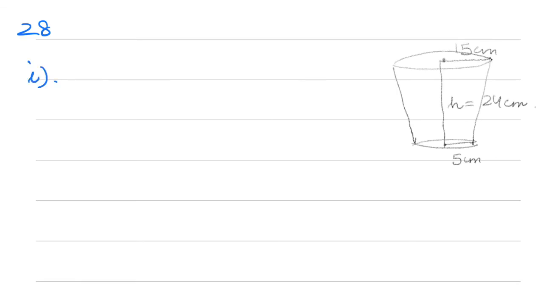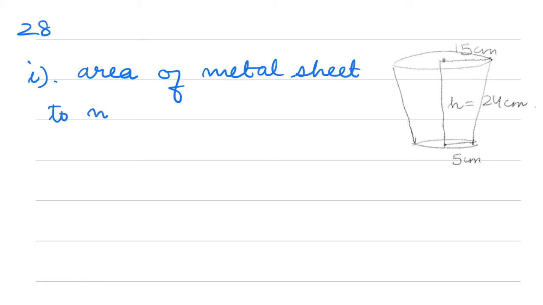In this question we have a bucket in the form of a frustum whose diameters are 30 and 10, so the radii would be 15 centimeter and 5 centimeter, and the height is given as 24 centimeter. For the first part of the question, we need to find out the area of metal sheet to make the bucket.